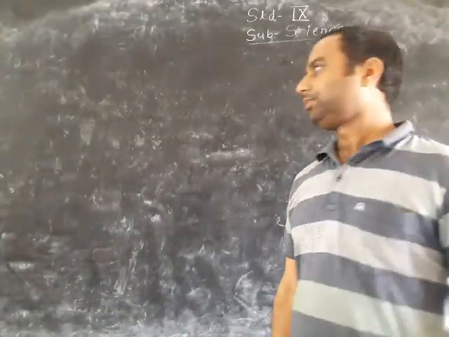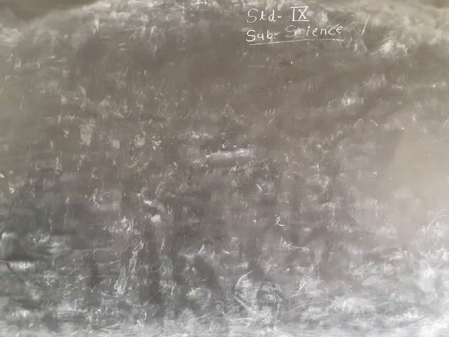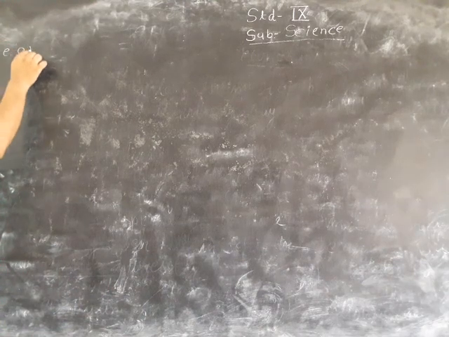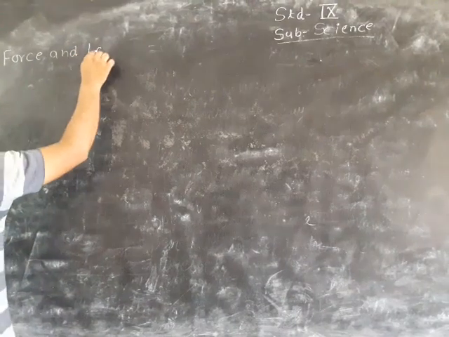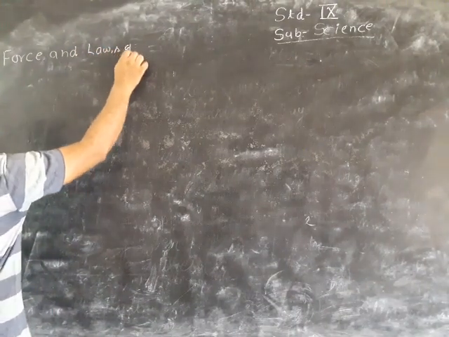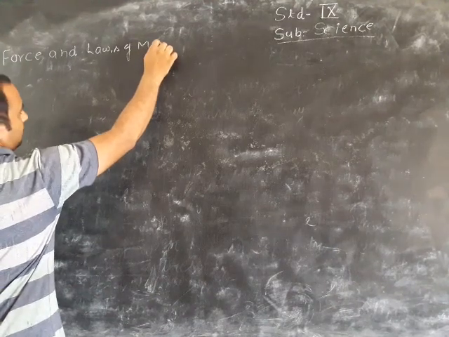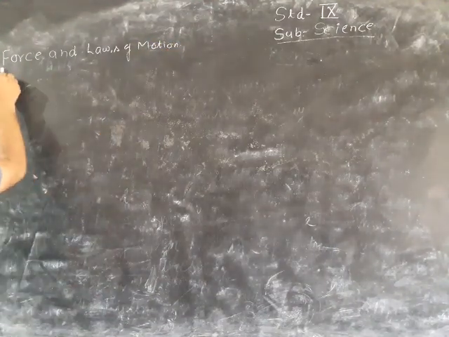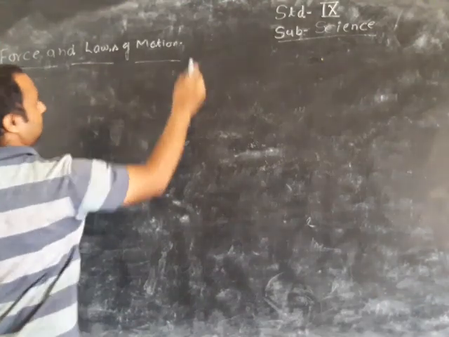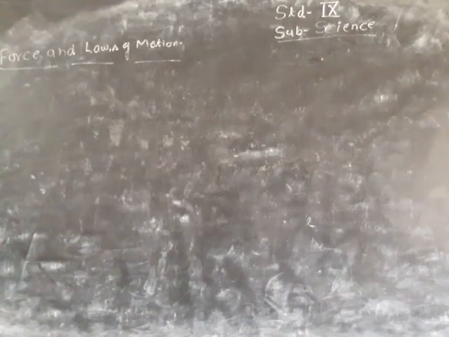We have discussed the chapters of the science of class 9. In the previous lecture, we discussed the second chapter, which we have to revise here. In the second chapter, the basic terms are force and laws of motion. Force and laws of motion we have to discuss.